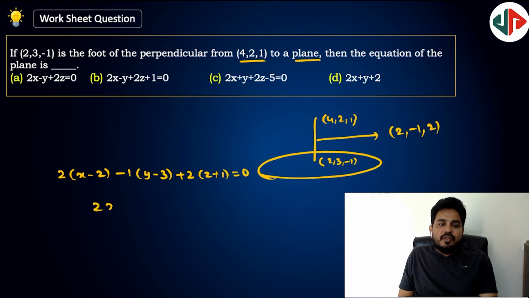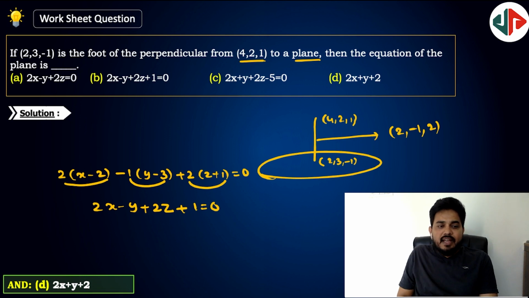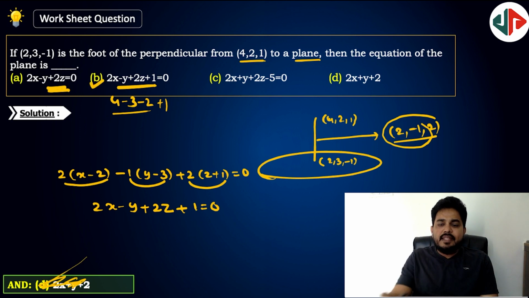So the equation is 2x minus y plus 2z. This value is minus 4 plus 3, minus 1 plus 2. So plus 1 is equal to 0. So they gave something wrong. So it is simply dr is 4 minus 2, this one. So either this one is the answer or this one is the answer. Passing through 2, 3, minus 1. If I write here 4 minus 3 minus 2, so plus 1 should be. So this is the wrong one. So B is the right answer.